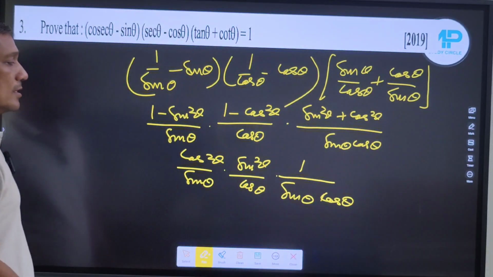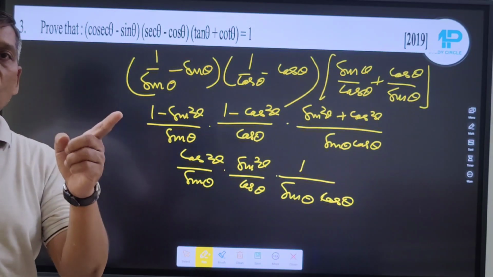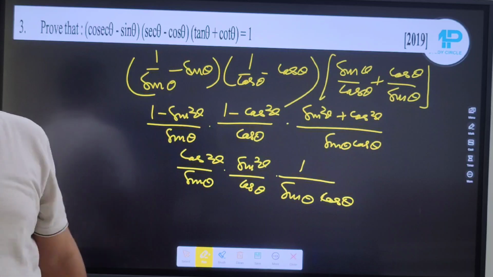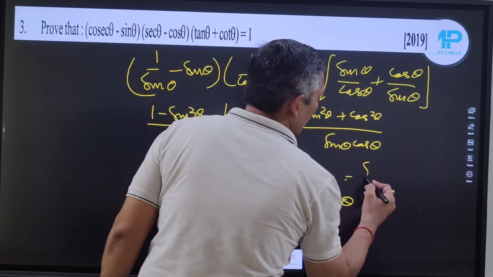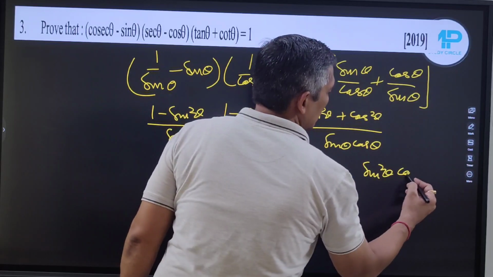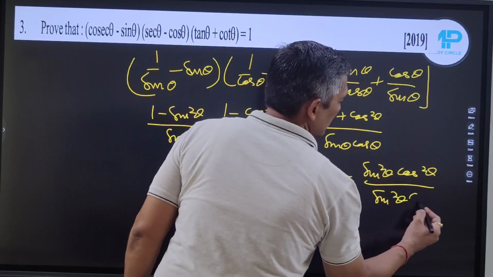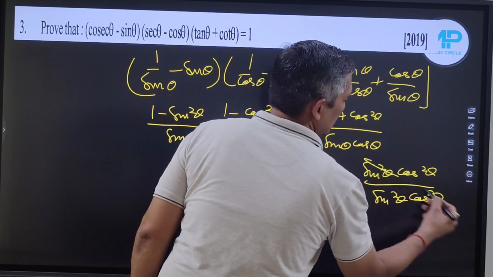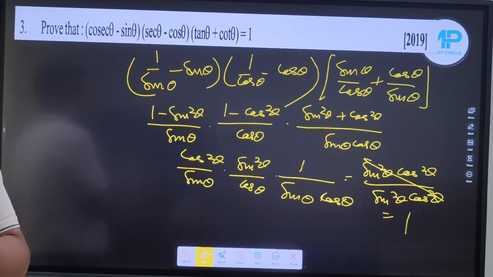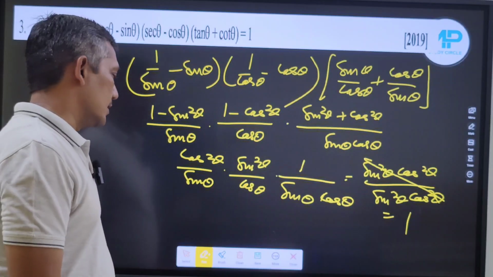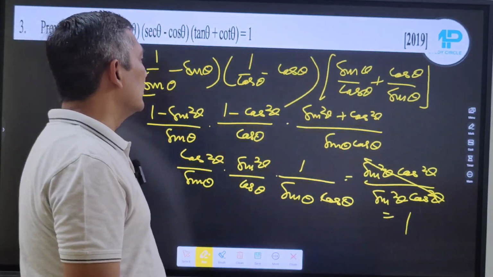sin theta cos theta. आपके पास ट्रिगोनोमेट्री में दो साइन है, दो कॉस हैं। साइन स्क्वायर और कॉस स्क्वायर नीचे भी आ गया, साइन स्क्वायर कॉस स्क्वायर ऊपर भी आ गया। यू हैव साइन स्क्वायर कॉस स्क्वायर upon sine square cos square. This gives you 1 as the answer. I hope you understand the question, everyone. I'm moving on to the next question.